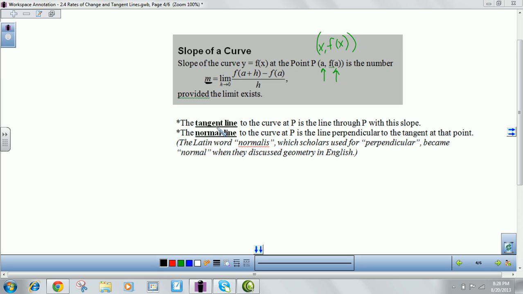So definitions, we talked about a tangent line. It's what we talked about just there, that little green line, remember? The tangent line to the curve at P is a line through P with the slope. And the normal line to a curve at P is perpendicular to the tangent line.